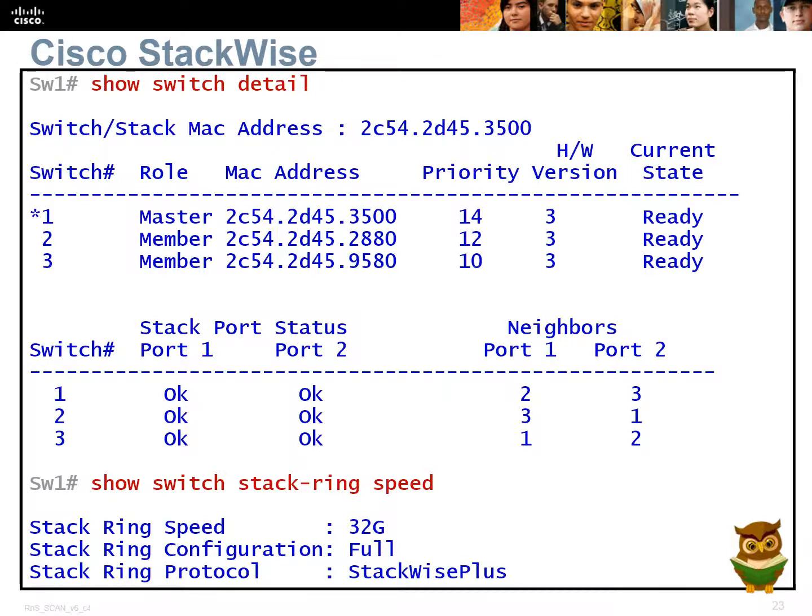And then it shows ring, because we've done a full loop, and these are only 3750s, so we've got 32 gig worth of backplane in the back. The newer 38s and the 9000 series are faster.